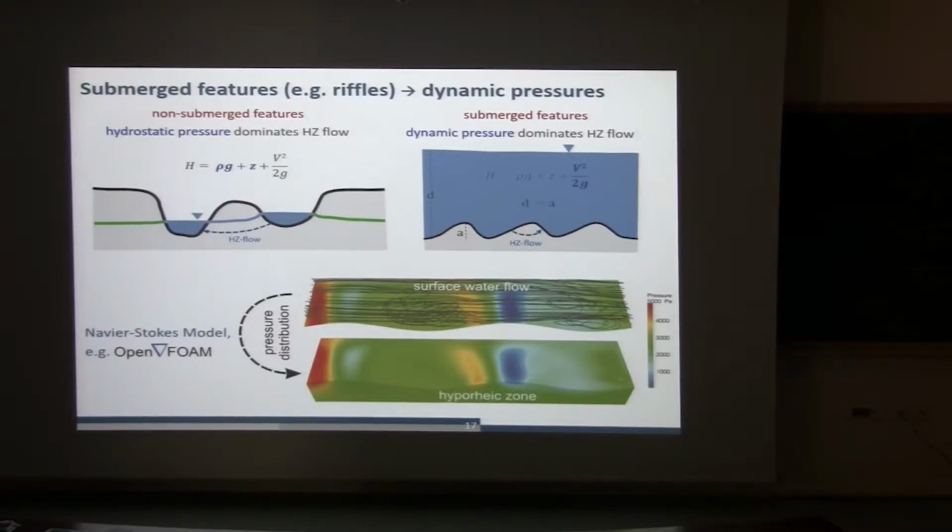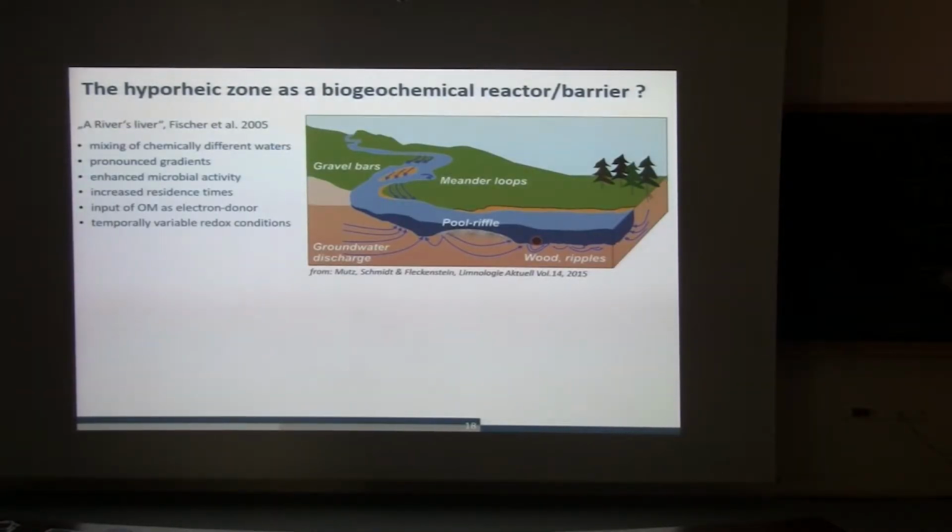Then you need something like a Navier-Stokes model, like OpenFOAM, for example. I think tomorrow you'll hear some more about OpenFOAM, which would calculate those turbulent flows, and then you can basically map the pressures that fall out of this simulation onto a groundwater flow and transport model. And this is what we did also in the examples that I want to illustrate now.